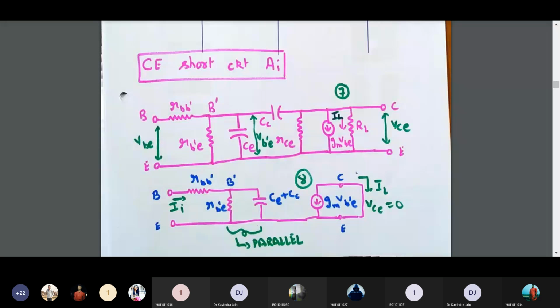Okay, now we are going to the second point. Please note down the second point: to obtain frequency response of hybrid pi model.